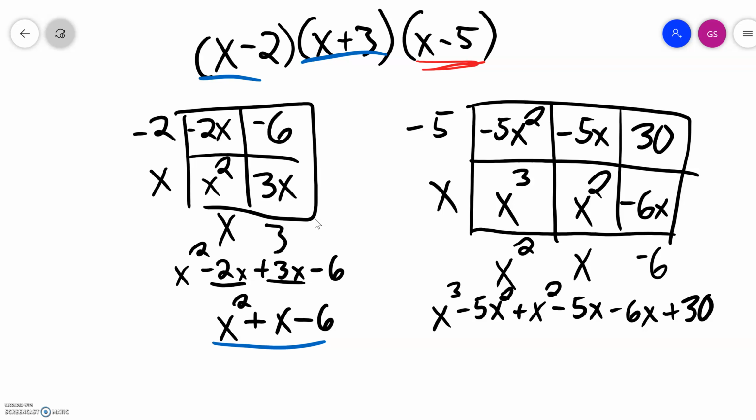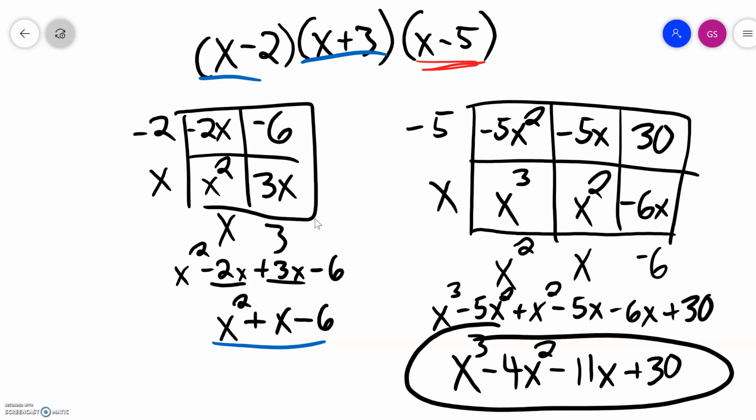And I'll just combine any like terms else I can see. So x cubed, there are no other x cubed, so it stays the same. Negative 5x squared and 1x squared combine to give me negative 4x squared. Negative 5x and negative 6x combine to give me negative 11x. And then 30 is a constant term. There are no other constant terms, so this is the result.